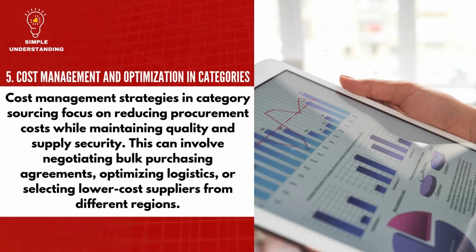5. Cost management and optimization in categories. Explanation. Cost management strategies in category sourcing focus on reducing procurement costs while maintaining quality and supply security. This can involve negotiating bulk purchasing agreements, optimizing logistics, or selecting lower-cost suppliers from different regions.